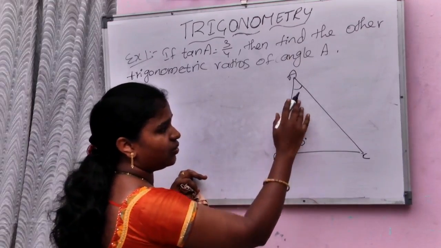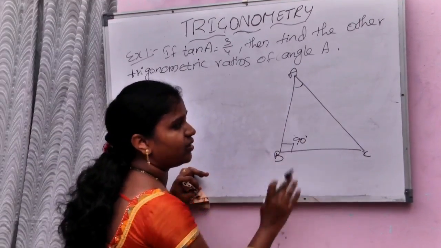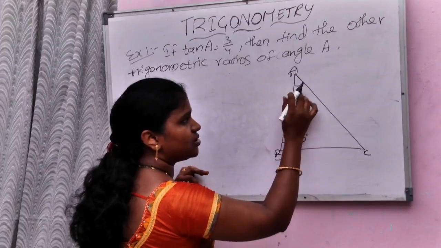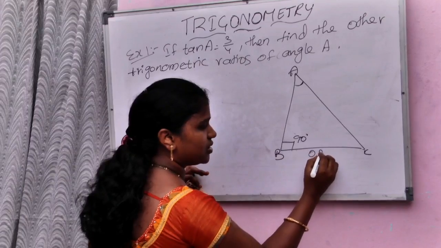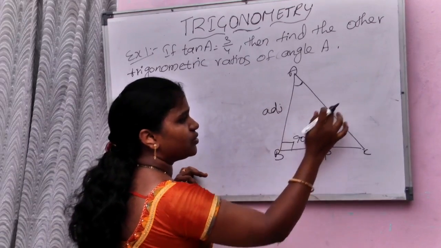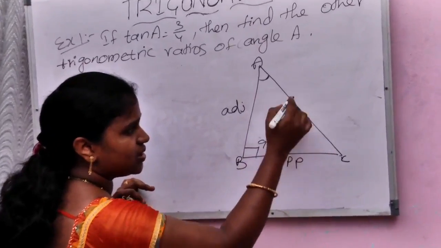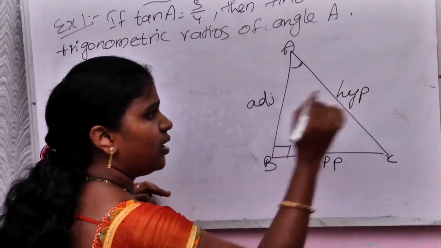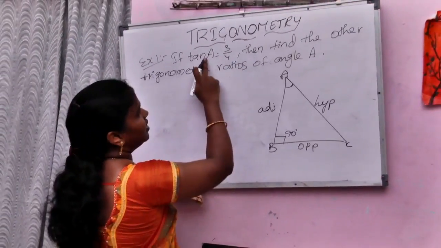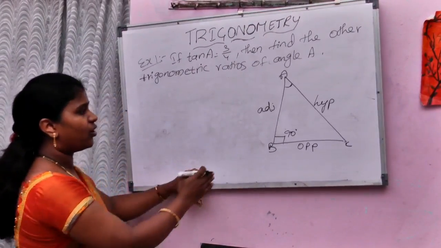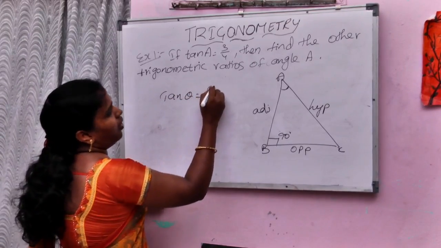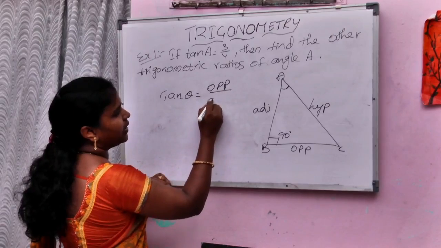Basing on the acute angle, we can name the sides of the triangle as I said before. The side opposite to the acute angle is the opposite side and the side adjacent to it is the adjacent side. And the side opposite to 90 degrees, the longest side, is called the hypotenuse. Now we have mentioned the sides of a triangle. Now tan theta is given as 3 by 4. What do we mean by tan theta? Tan theta is nothing but opposite side by adjacent side.